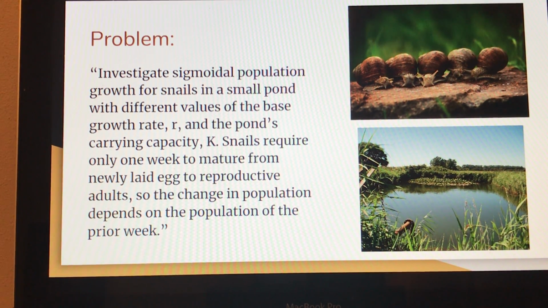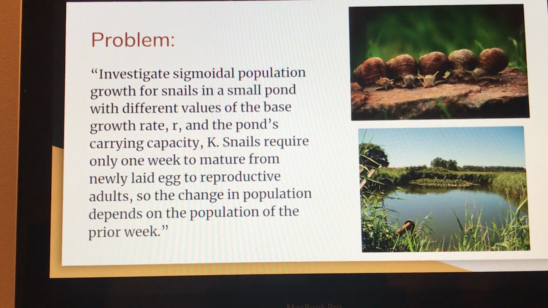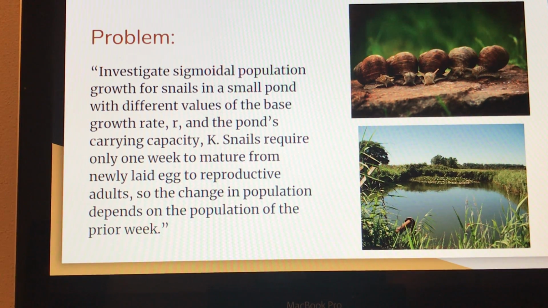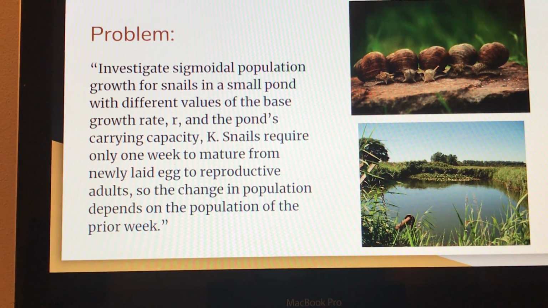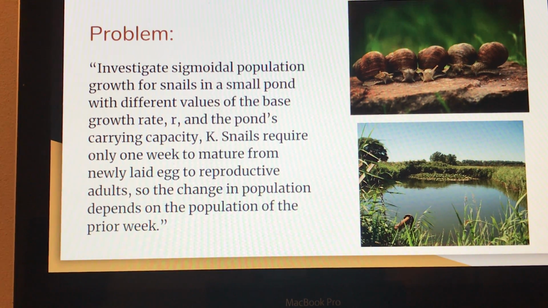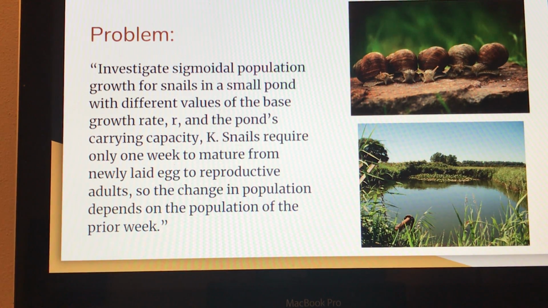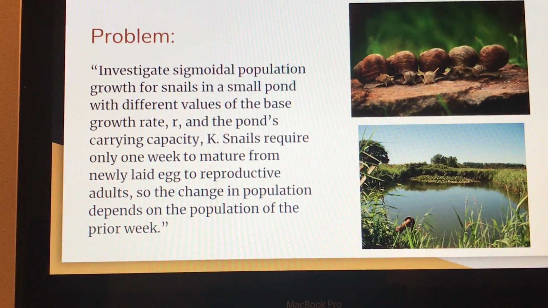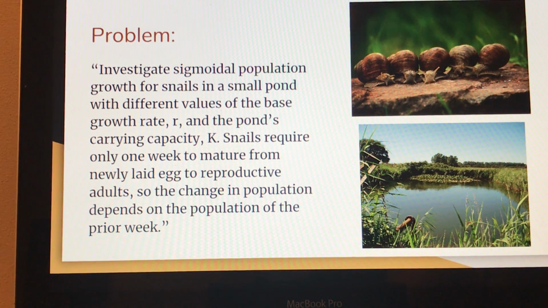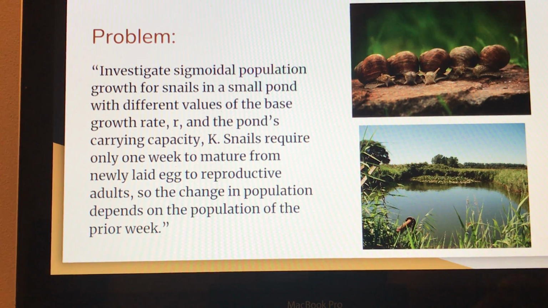Our problem: investigate sigmoidal population growth for snails in a small pond with different values of the base growth rate R and the pond's carrying capacity K. It is important to note that snails require only 1 week to mature from newly laid eggs to reproductive adults, so the change in population depends on the population of the week prior.